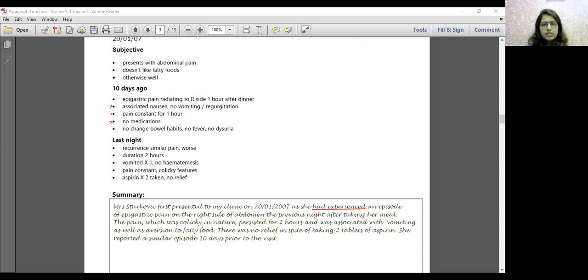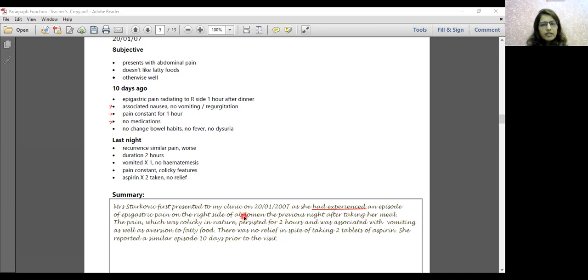So, had experienced an episode of epigastric pain. So it is not that they still have it. It was an episode on the right side of abdomen. Again, very important: the previous night after taking her meal. So particularly when you're writing referral letters that help the target reader make a diagnosis, it's important that you write the description of that symptom clearly, as well as the associated symptoms. So always first try to describe the main problem, the main symptom, and then the associated symptoms.